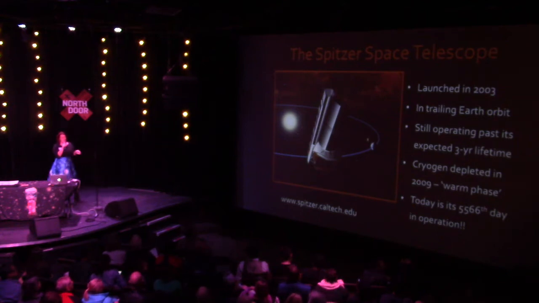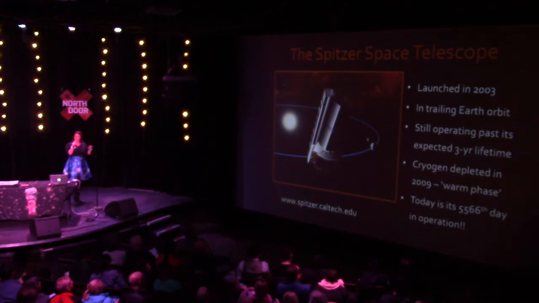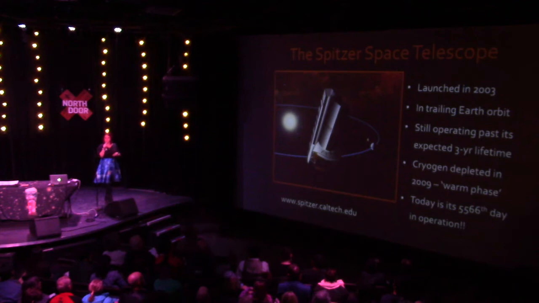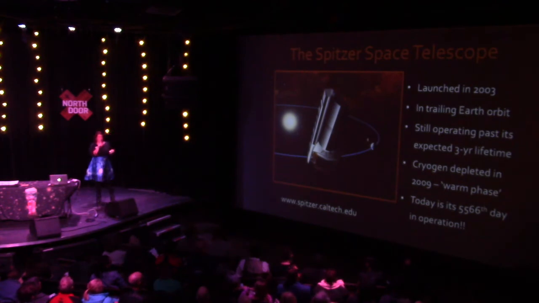And so in 2009, we thought that it was going to stop working. The actual telescope itself was going to get too warm to look at some of these small signatures of heat in space. But we're actually still able to use one of the detectors on this telescope. So it's still functioning.